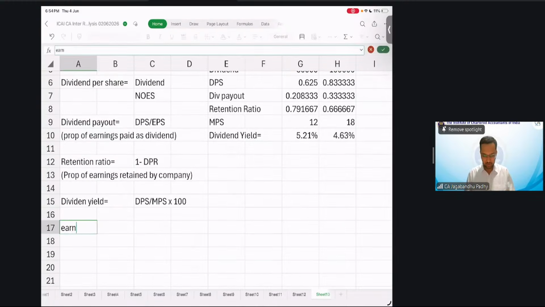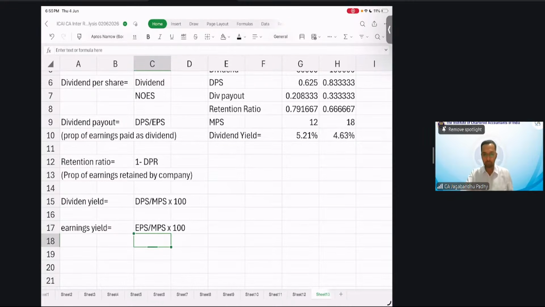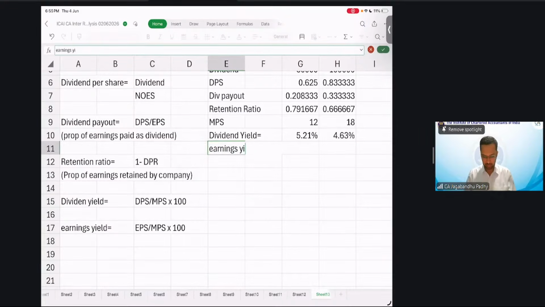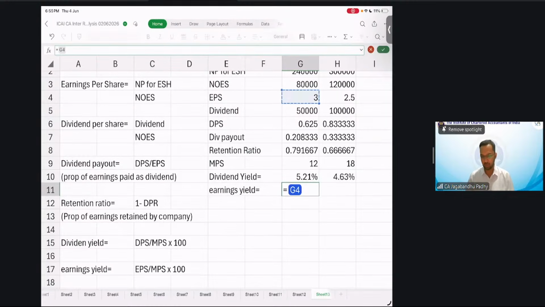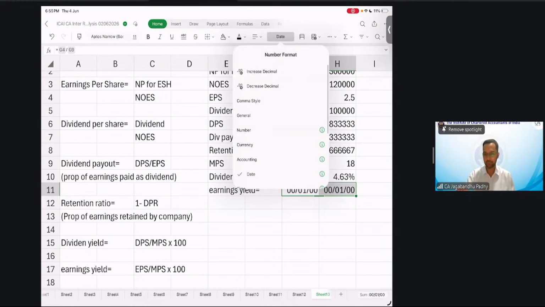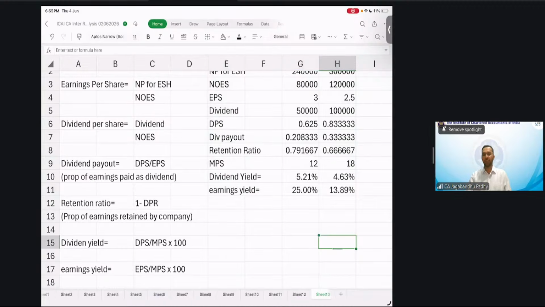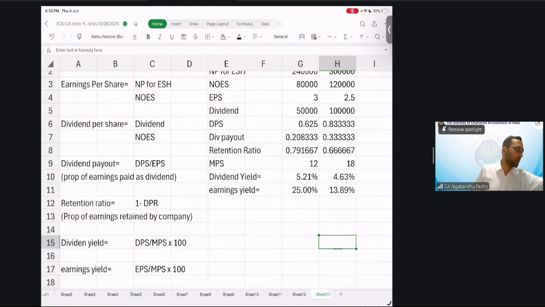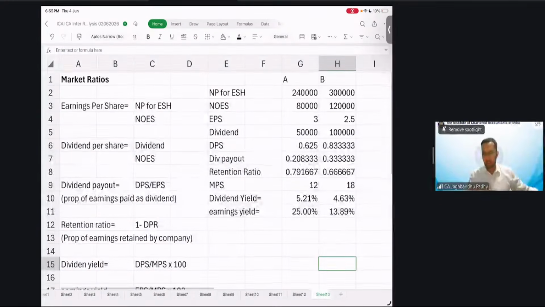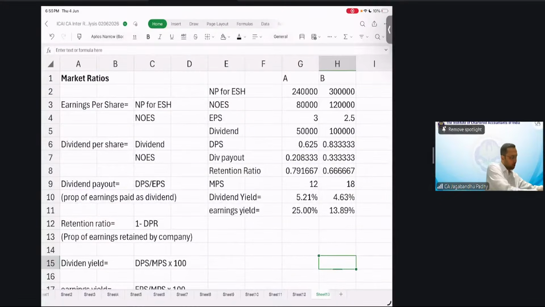Same way, if I ask you what is the earnings yield, it will be EPS upon MPS into 100. So earnings yield is EPS upon MPS into 100. Earnings yield is going to be 3 divided by 12, and same way over here, 13.89%. So when it comes to yield basis, we can say that company A has generated good returns for its equity shareholders.